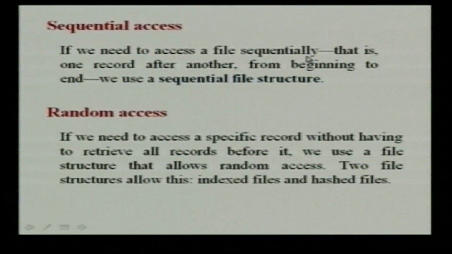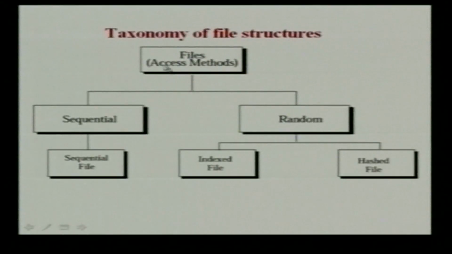So, in sequential access, you start from the beginning and go to the end. In random access, you just give the address and go directly there. This is the taxonomy of file access methods. You have sequential and random. In sequential you have the sequential file, and in random you have the index file and the hashed file. We will go into this in detail later.